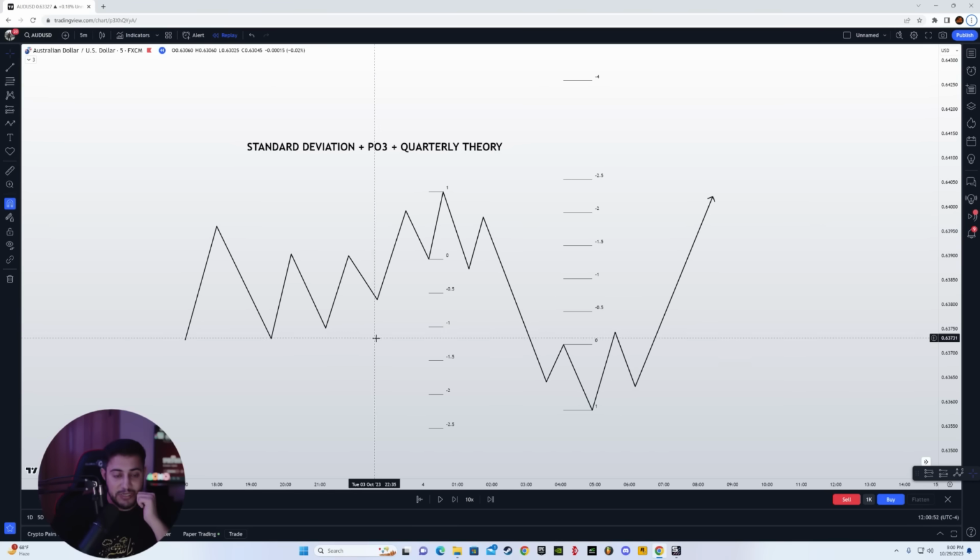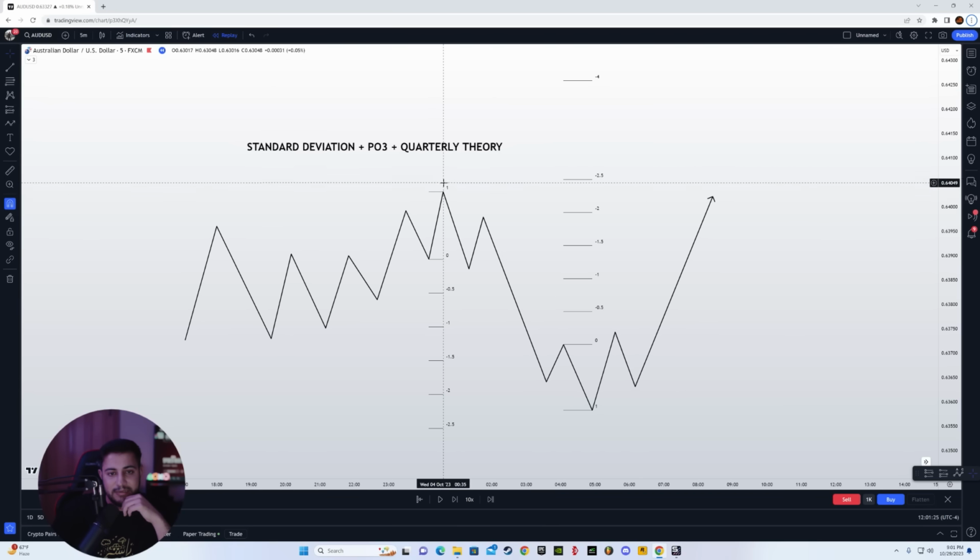So as you can see right now, I have this consolidation phase, right? And then we have the manipulation move to the downside, and then we're gonna have expansion. Now, how do you actually measure this, right? So we're gonna use standard deviation to measure our manipulation and the expansion. We will know exactly where the manipulation phase is going to end, and we'll also know how to use the standard deviation projections to take and trade the expansion move.